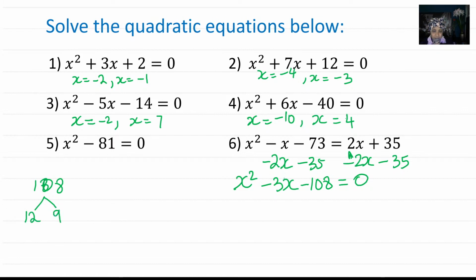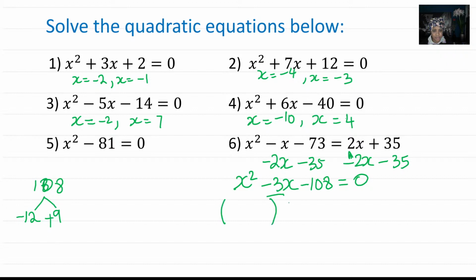Now, we do have a negative 3 here. So, which number will be the negative one? Well, in order to have a negative number, the bigger number needs to be the negative. So we can have negative 12 and plus 9. So that is all you have to do.